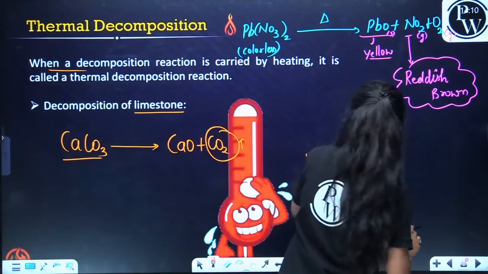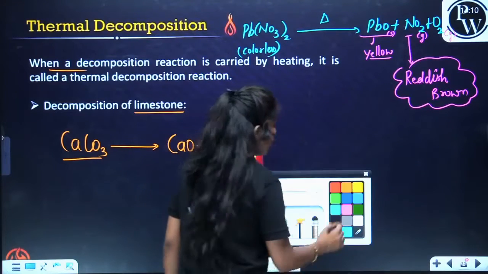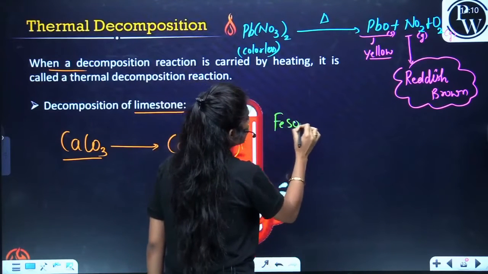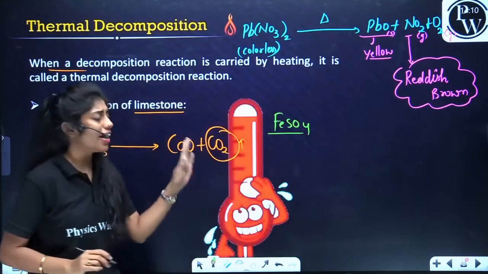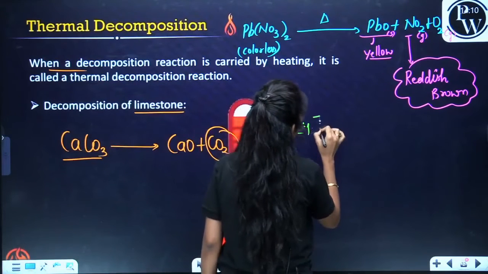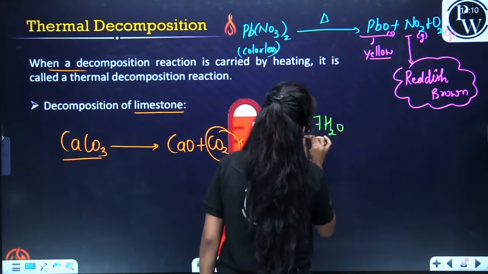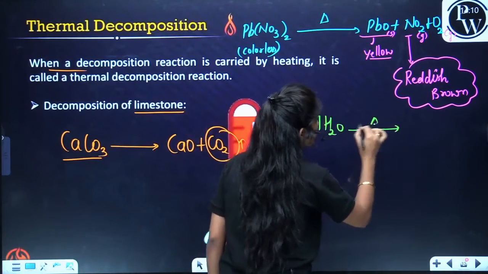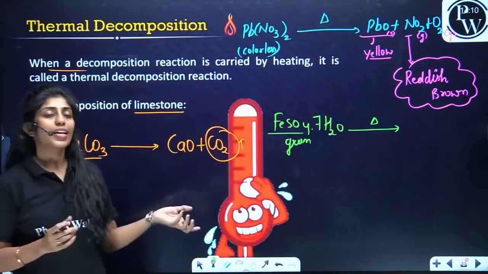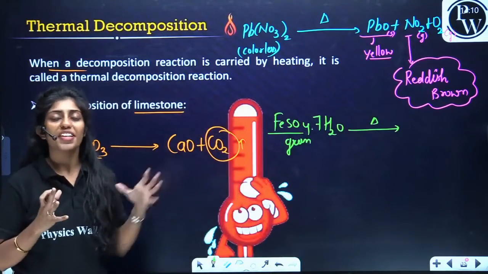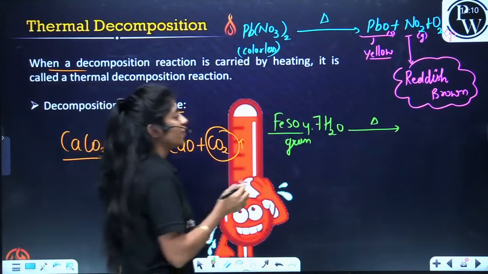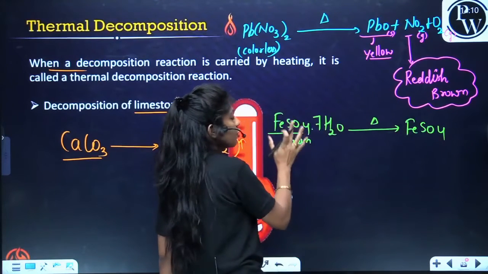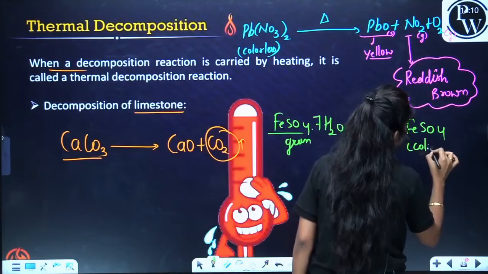We have one more example, about FeSO4, that is iron sulfate heptahydrate. The color is green. So I will be heating it. When there are water molecules and I am heating this compound, what will happen? First the water molecules will disappear. So it will make dehydrated FeSO4. The color changes from green to colorless or white. In chemistry we can consider colorless and white the same.